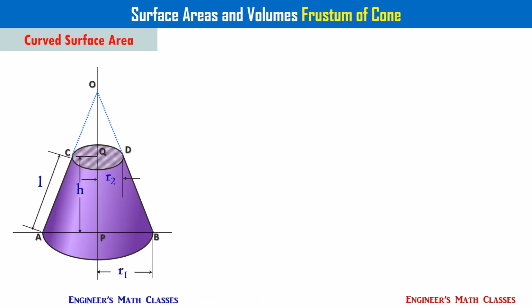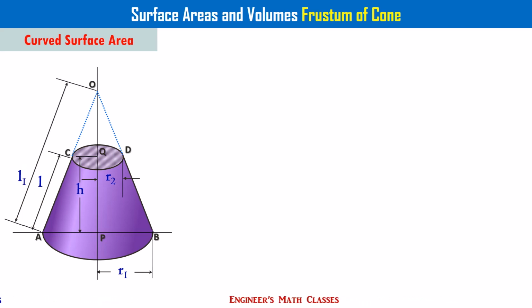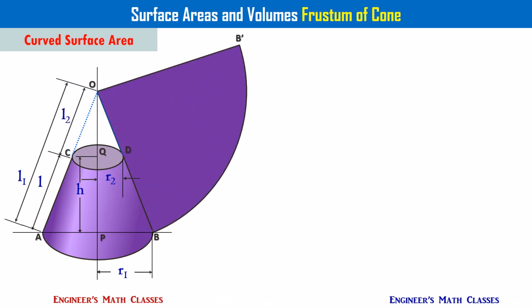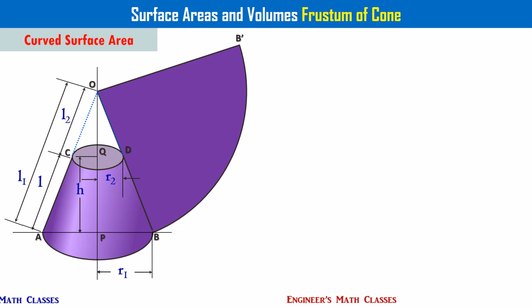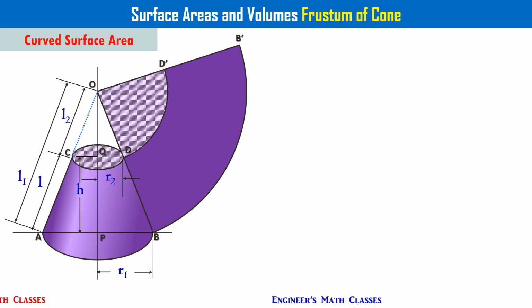Now I'm denoting the slanting height as L, and slanting height of the bigger cone as L1 and smaller cone as L2. And now when you work out the curved surface area of the bigger cone OAB, it becomes OBB prime. Basically B and B prime are the same points. It's basically when you are unwrapping the curved surface area, it becomes like a sector. And from this you need to remove the curved surface area of the smaller cone, that is ODD prime, and that is how you can calculate the curved surface area of the frustum of the cone.